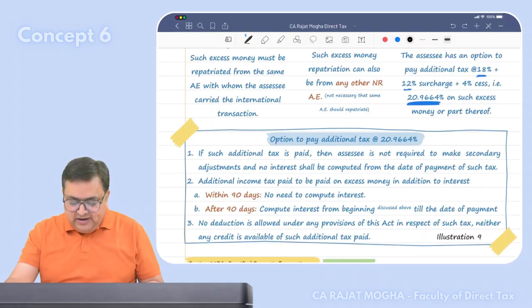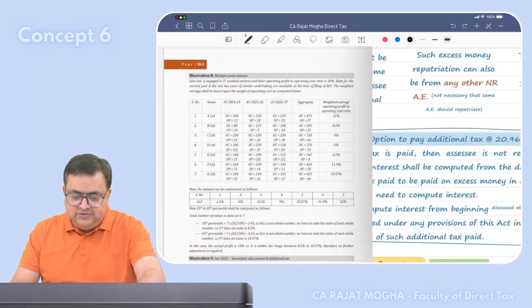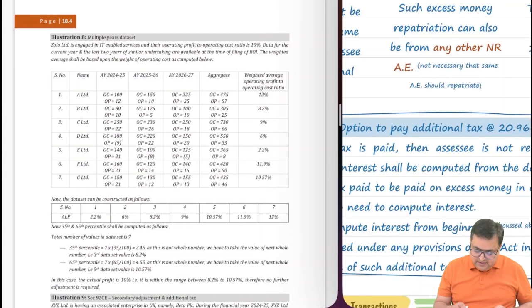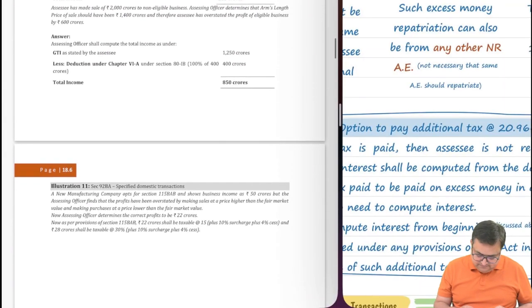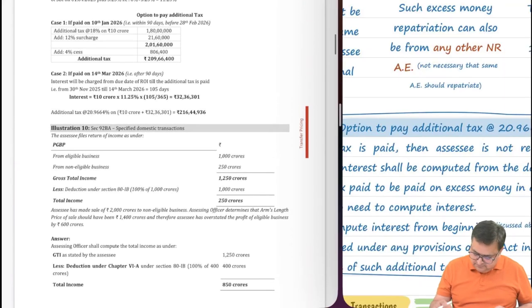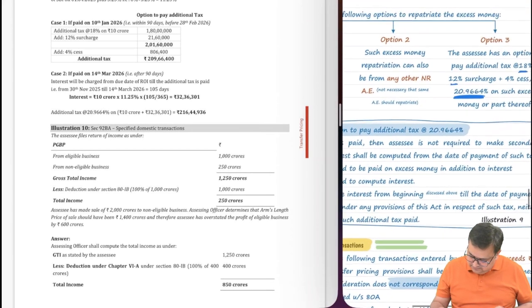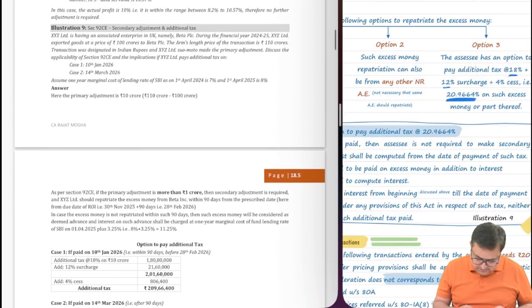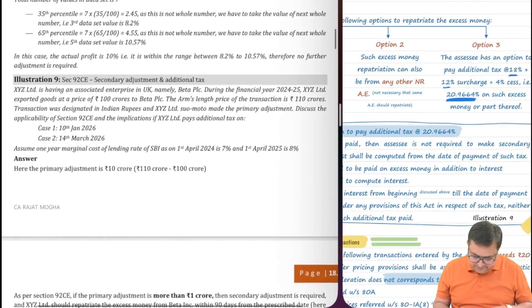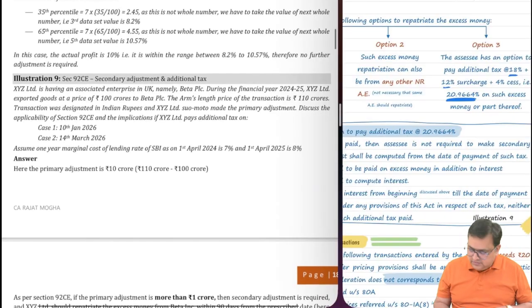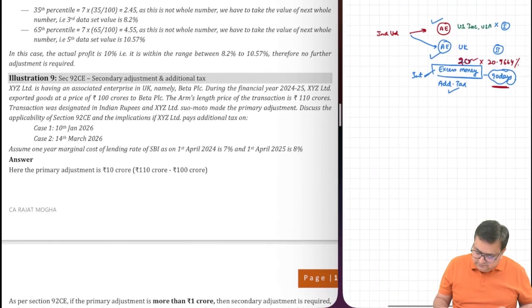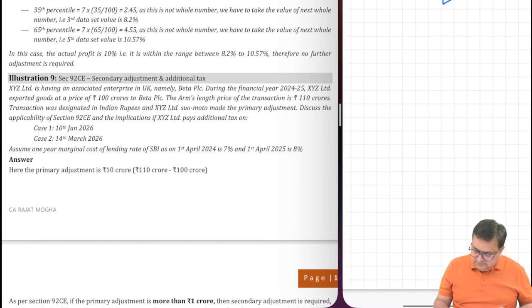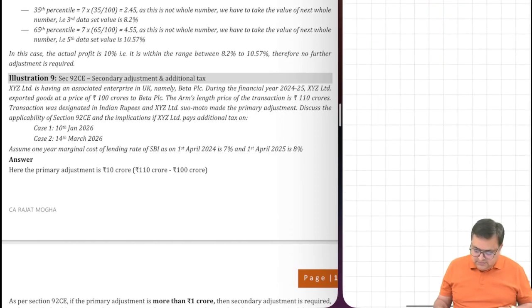Let us do an illustration on this. I would like to discuss an illustration on this. See, it's written over there.